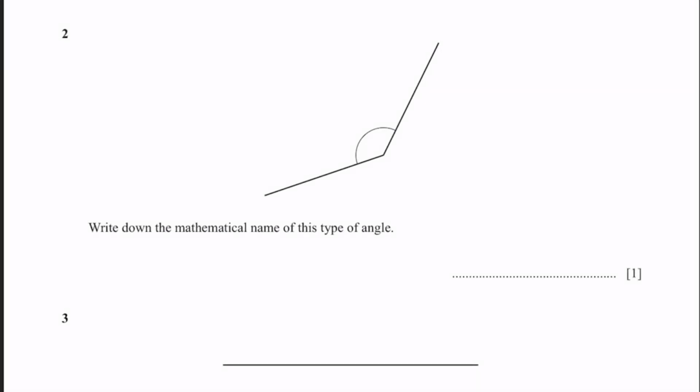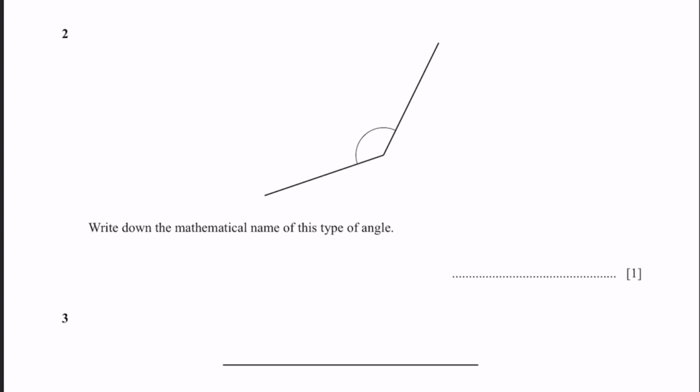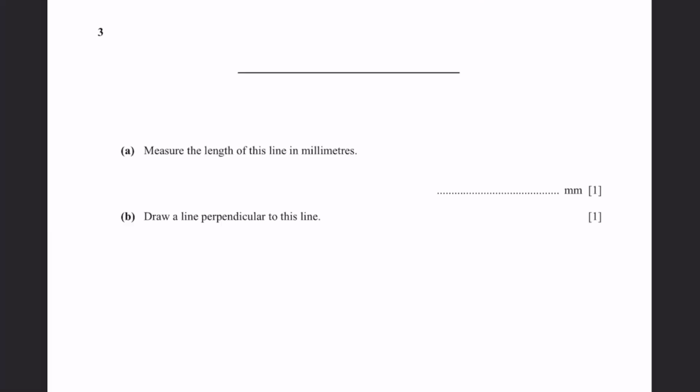Question 2. Write down the mathematical name of this angle. We can see it is greater than the 90 degrees over here. But then it's also not as much as 180 degrees. It's between 90 and 180, so it is an obtuse angle. That's the answer.